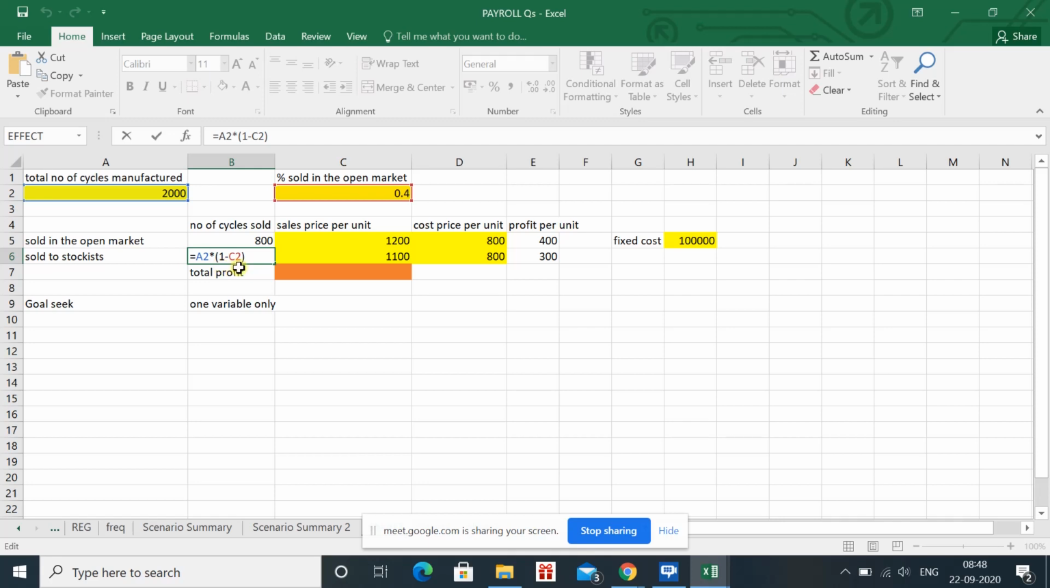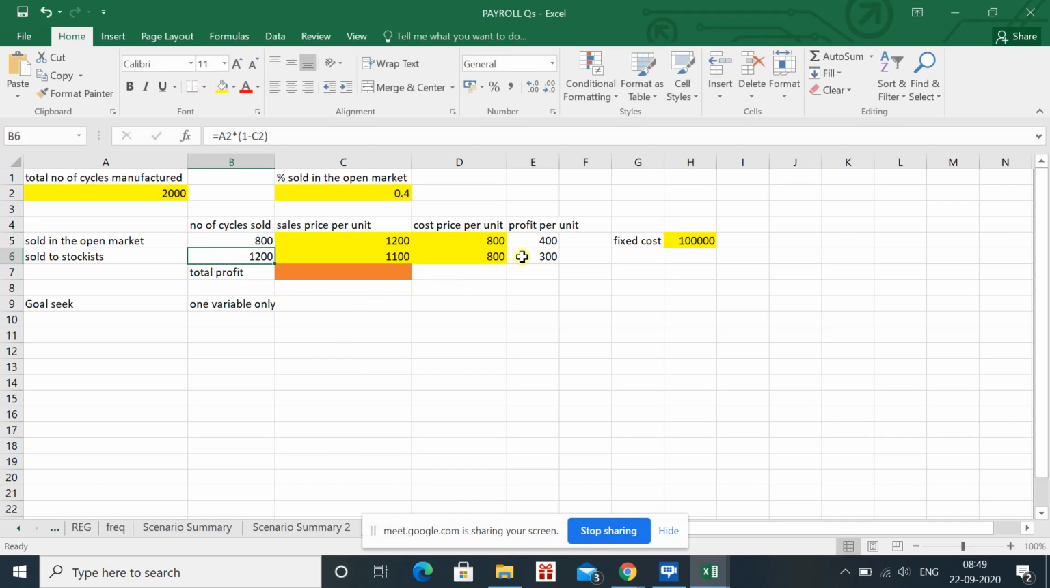Here also we have not used 60% directly. Here again we have used the cell referencing system. So A2 is again showing the total units produced by the manufacturer, and 1 minus C2 is showing the percentage sold to the stockist. As we have taken it as 0.4, we have deducted it from 1. So 1 is showing the 100%, C2 is showing the 40%. So if we deduct, 60% will come. So 60% multiplied by the total units produced.